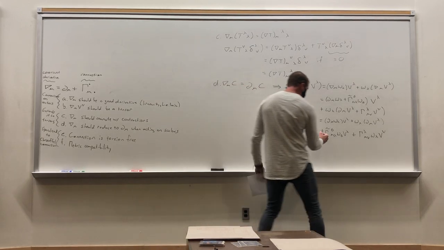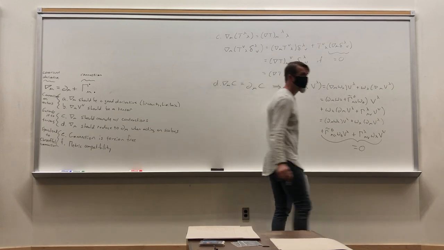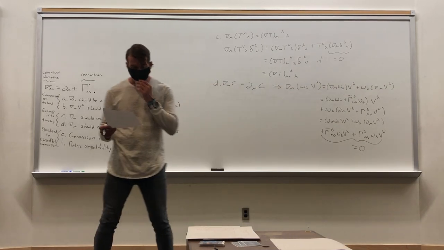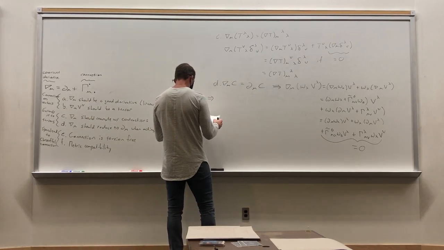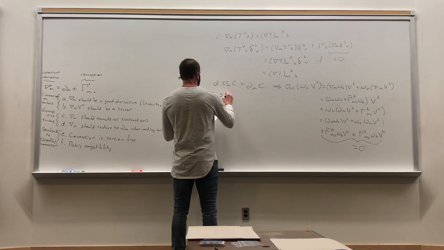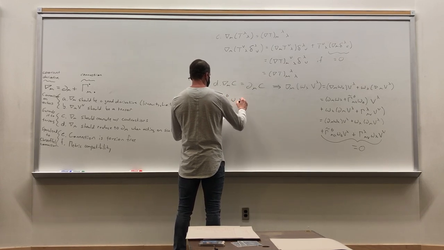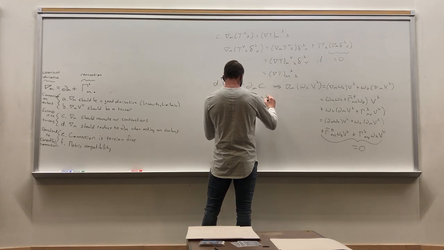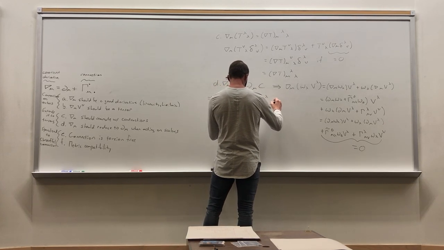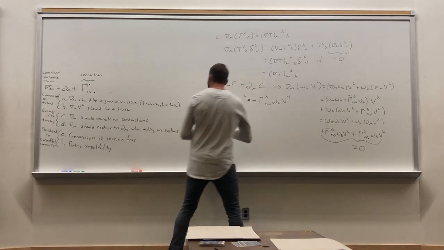Because I'm going to take this and set it equal to zero. So this means that gamma twiddle sigma mu lambda omega sigma v lambda will need to be equal to minus gamma lambda mu nu omega lambda v nu. Okay?